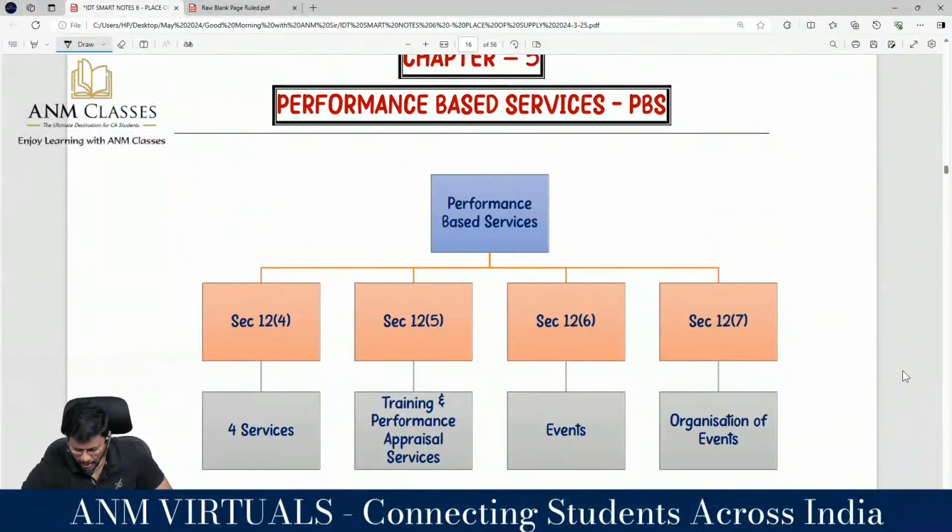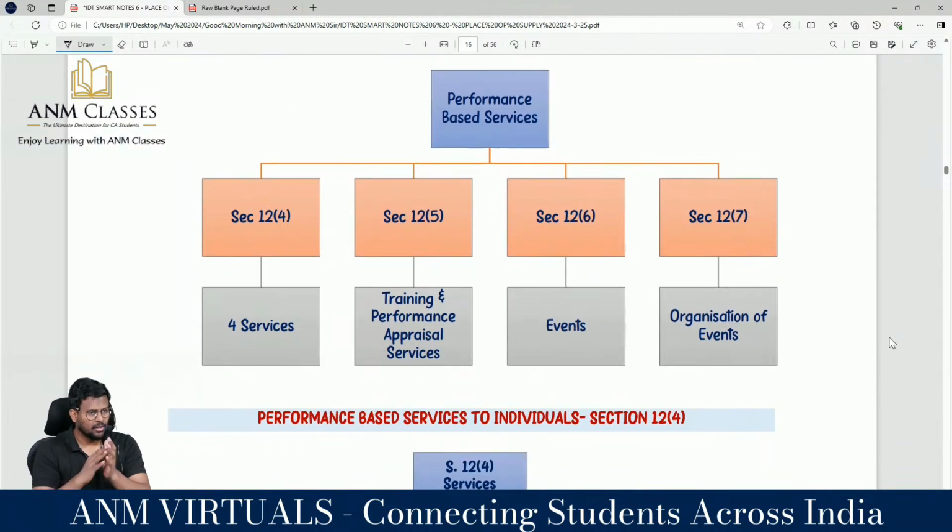What is 12(1)? Applicability. What is 12(2)? General provision. What is 12(3)? Services relating to immovable property, boat or vessel. What is 12(4)? Services. What is 12(5)? Training and performance appraisal services. What is 12(6)? Events. What is 12(7)? Organization of events. Right? What is 12(8)? What is 12(9)? What is 12(10)? What is 12(11)? What is 12(12)? What is 12(13)? What is 12(14)? Advertisement to the government. There it is advertisement to the government, not advertisement to the clients. Right? Sir, only if you are advertising to the government, it will be covered under 12(14). Otherwise, the general provisions of 12(2) will be applicable.